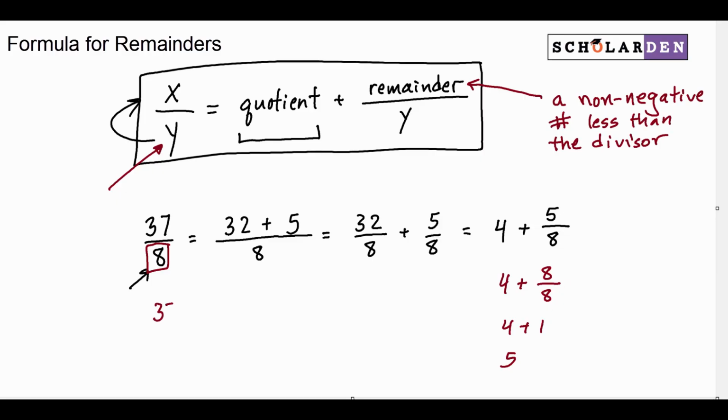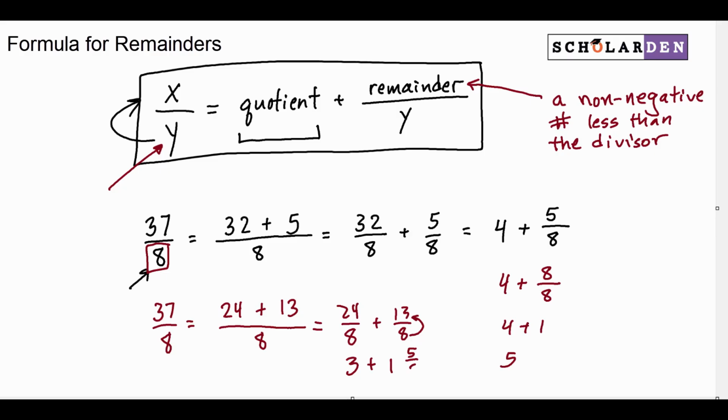So let's just say with 37 over 8, let's say we had mistakenly picked 24 as what we wanted 8 to go in. And then we would have gotten plus 13. And then we would have gotten 24 over 8 plus 13 over 8, which is 3 plus, but 8 goes into 13 another time. So that's 1, and then the remainder of 5. So this remainder needs to be a non-negative number less than the divisor.